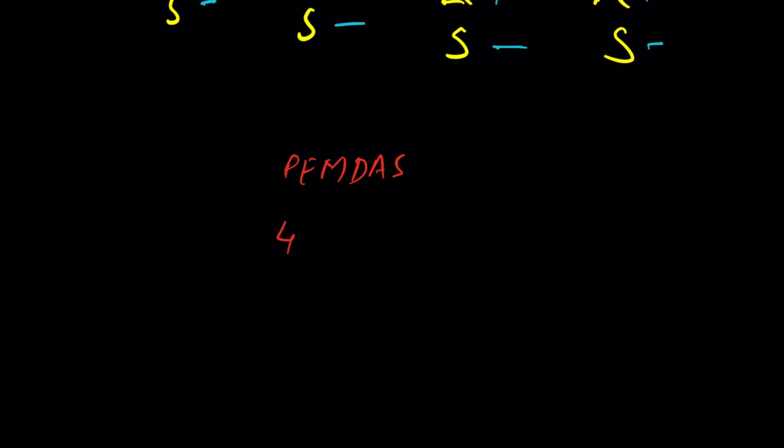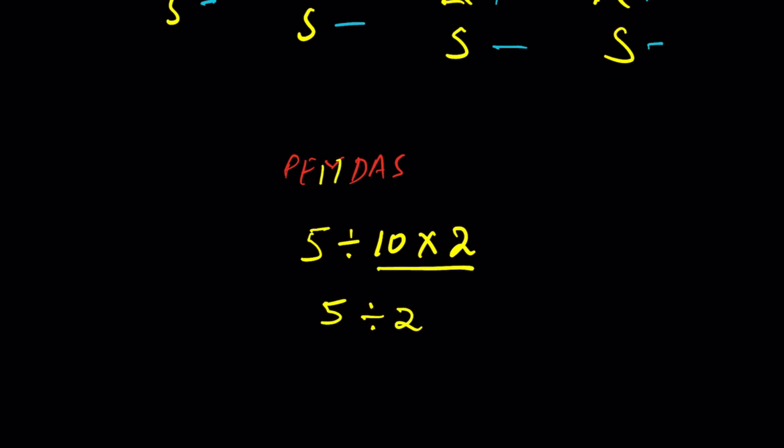Let's say you get a question like 5 divided by 10 times 2. If you follow letters, then you will do multiplication first. So 10 times 2 is 20. 5 divided by 20, that will be 5 upon 20 or 1 upon 4. In that case, you get 1 upon 4 as your answer.